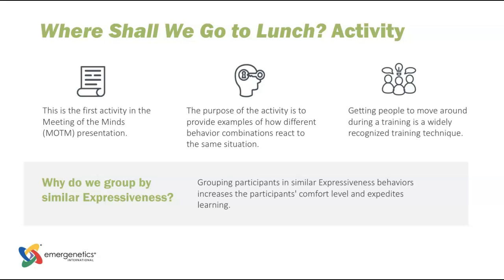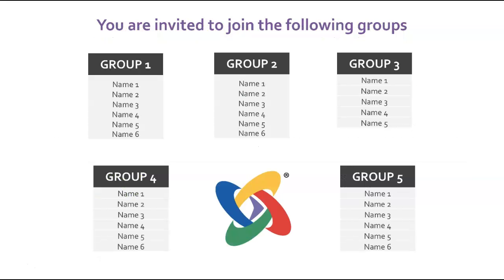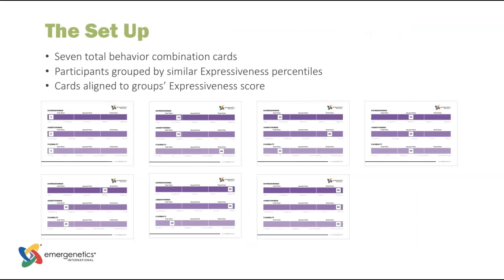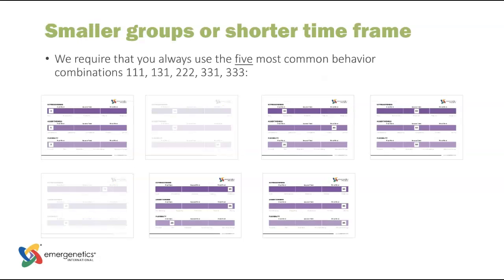We intentionally group participants by similar expressiveness scores for this activity, as it helps establish a level of comfort and expedites learning. As a reminder, this is what the seating chart looks like for the activity. To set up this activity, you'll use the 7 behavior cards given to you in your Associate Starter Kit. You'll group participants by similar expressiveness percentile scores, and then assign specific cards to each group.